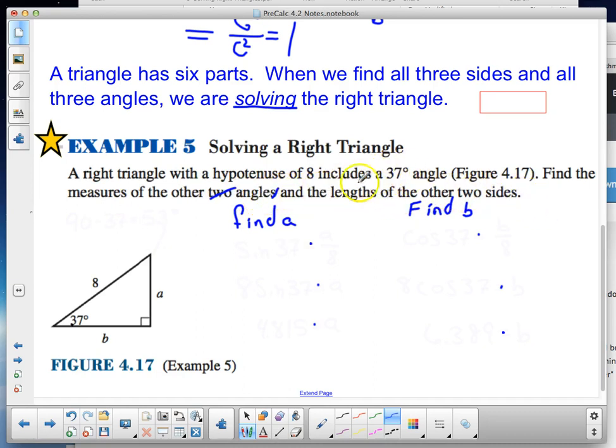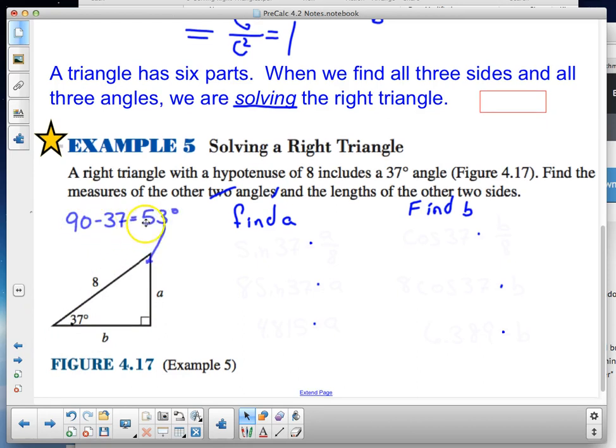I say the other angle because I don't have to. This is a typo, and I apologize for that. So finding the other angle is quite quick. It's the difference of 90 and 37, because in a right triangle, the 2 acute angles sum to 90 degrees. So 90 minus 37, this is a 53-degree angle.